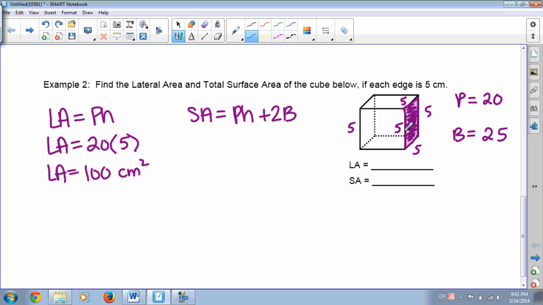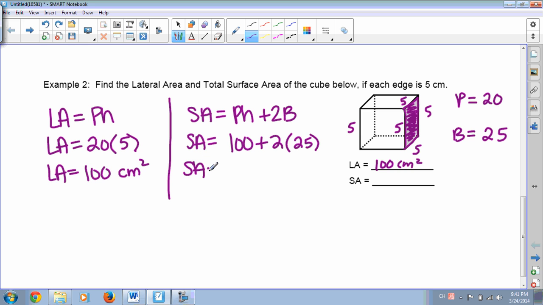Surface area, again, the nice thing about total surface area is that we already know the big PH if we found the lateral area. Big PH is just 100 plus 2 times big B, which is the area of the base, and the area of the base was 25. So our total surface area is 100 plus 2 times 25, which is 50. And 100 plus 50 is 150 centimeters squared. Very good.